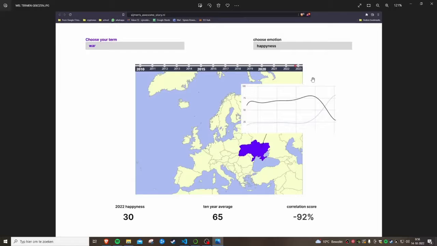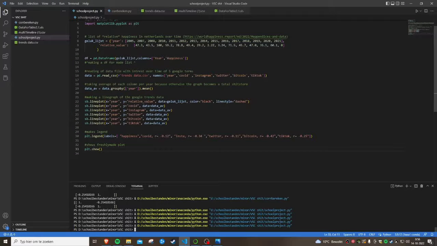And the other issue was that, because of how the Google Trends data works, they wouldn't give absolute values of how many times certain terms were searched, only relative. So because of this, I chose five terms I was most interested in because five was the limit for Google Trends. These terms were COVID, Instagram, Twitter, Bitcoin, and TikTok.